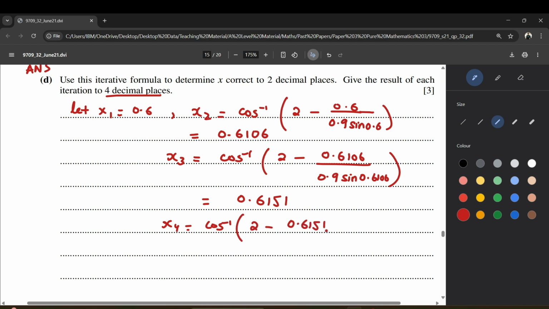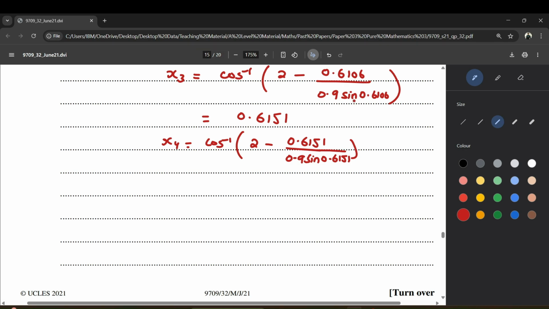So 0.6151 over 0.9 times sine 0.6151. So the answer for this is going to be 0.6170. Okay, now if you look closely, to 2 decimal places, here I'm getting 0.62 and here I'm getting 0.62 as well. So this is the indication that I can now stop. So therefore x is equal to 0.62 to 2 decimal places.